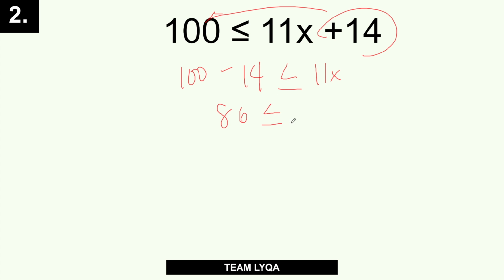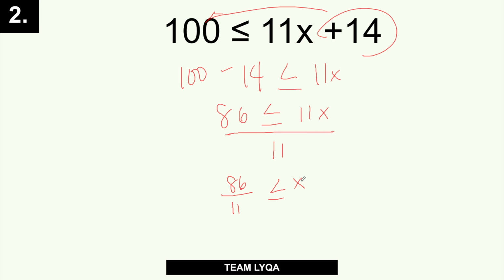Okay, 86 is less than or equal to 11x. Okay? And then, ang gagawin lang natin is, i-divide natin both sides by kung ano yung 11 kasi para maiwan yung x sa isang side. So, i-divide natin pareho sa 11. Ganun pa rin ang sign kasi positive number naman yung dinivide natin. So, x. And then this will be 86 over 11.